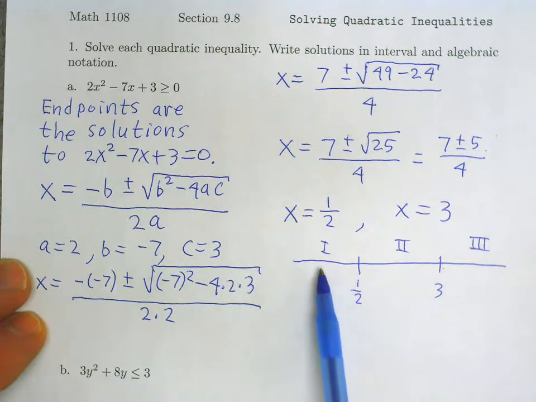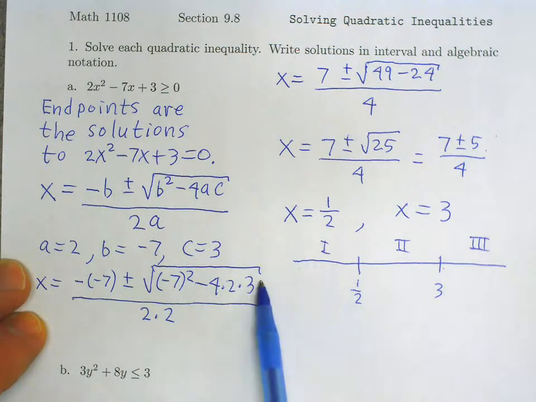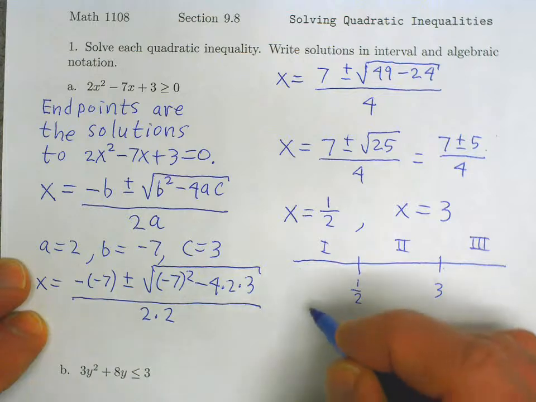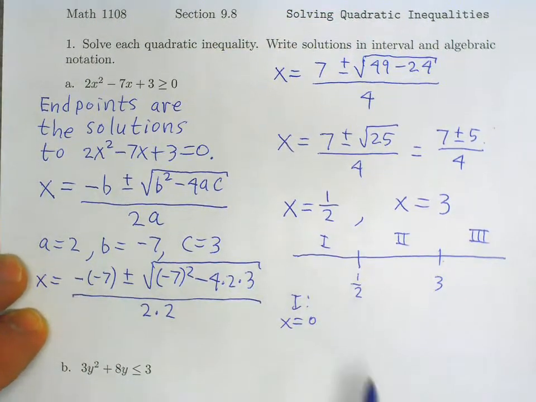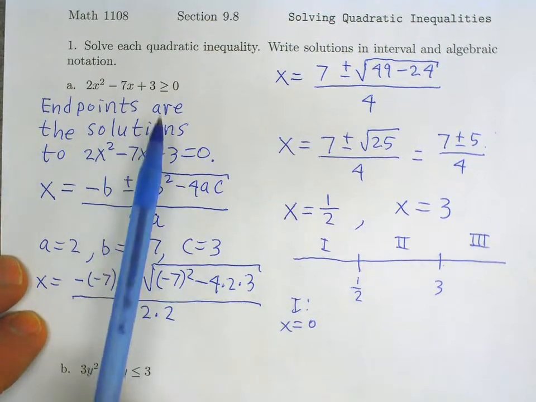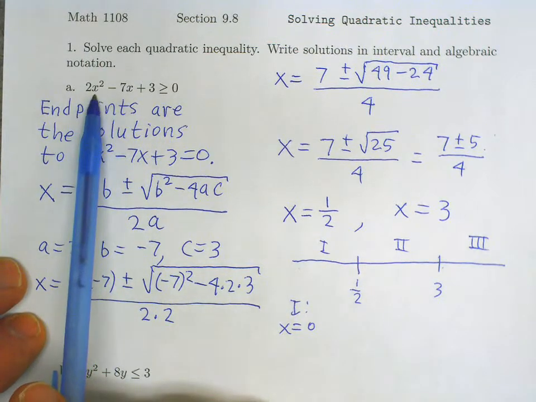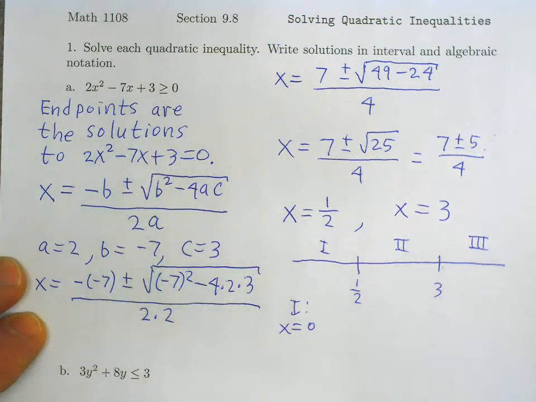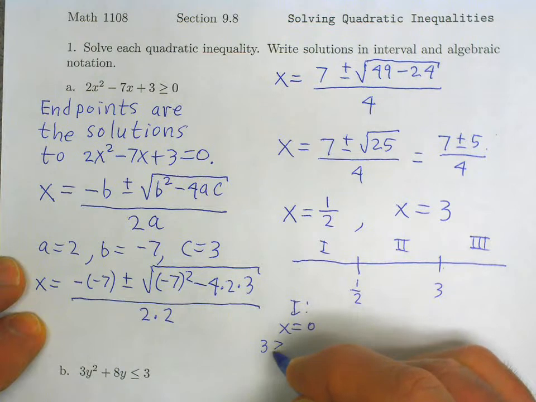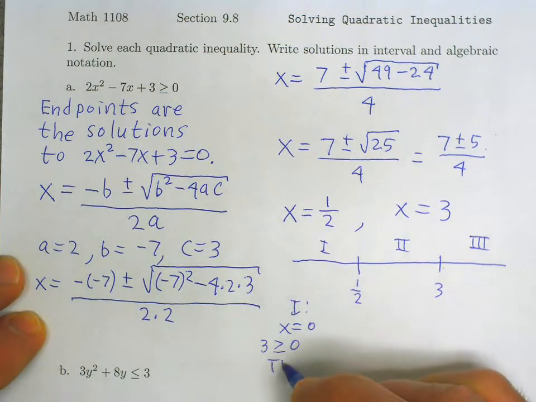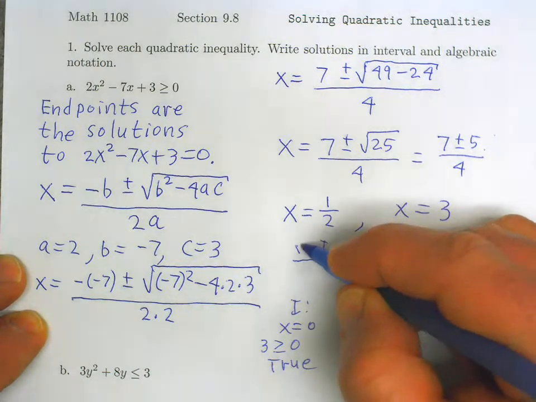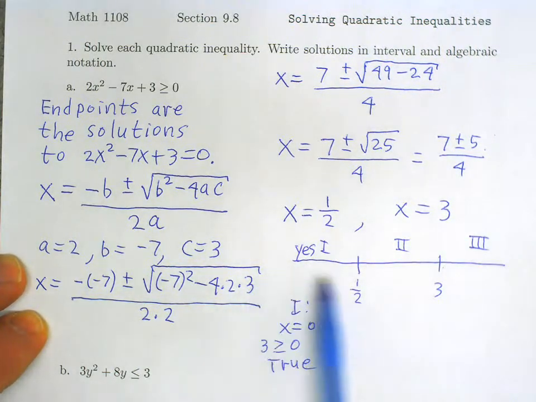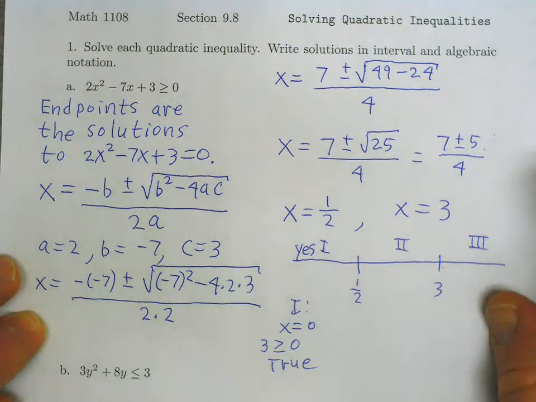In the first interval on the left, from negative infinity up to 1/2, we can pick x to be 0. Then in the inequality, replace every x with 0. We're just left with 3 greater than or equal to 0, and that is true. So every number from negative infinity to 1/2 is part of the solution set.